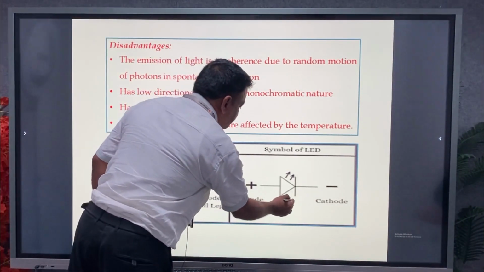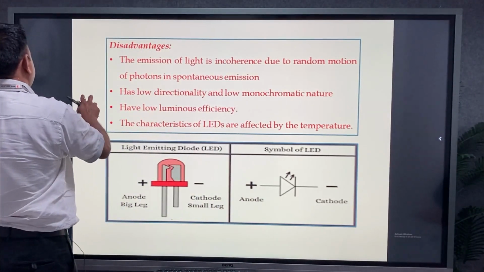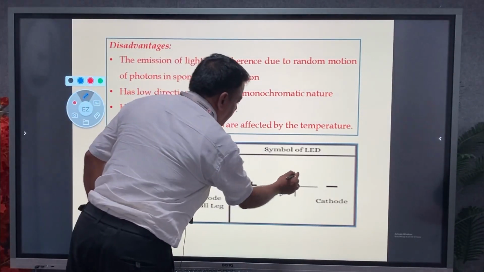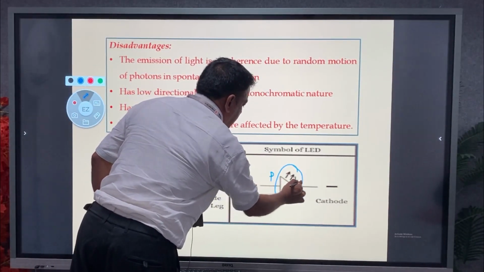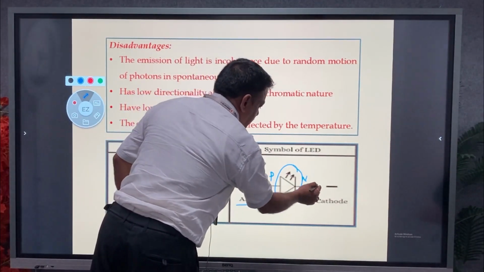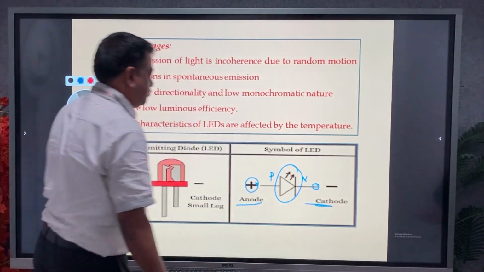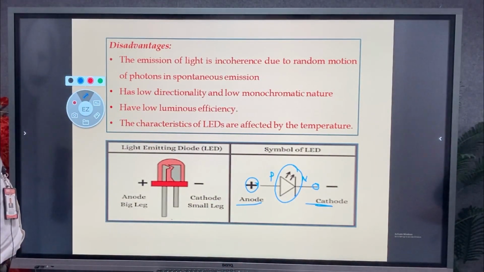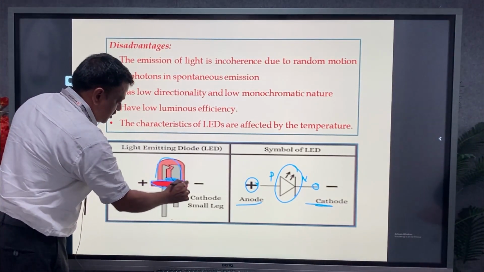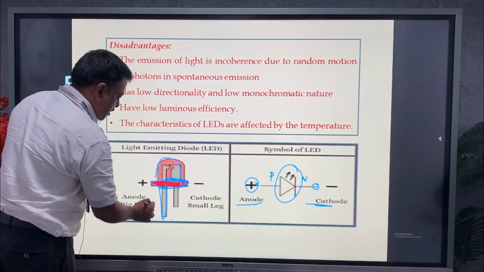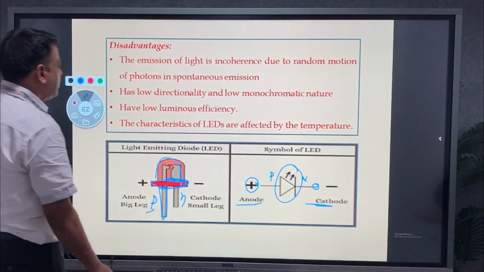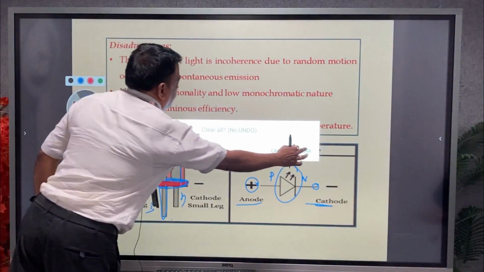This is the symbol of the LED. This is the P region and this is the N region. The P region is positive and acts as the anode. The N region is negative and acts as the cathode. This is the common symbol of the LED, light emitting diode. This is the structure of the light emitting diode. The long terminal acts as the P region, and the short terminal acts as the N region. This is the light emitting diode symbol.